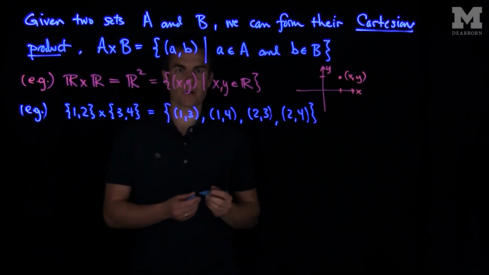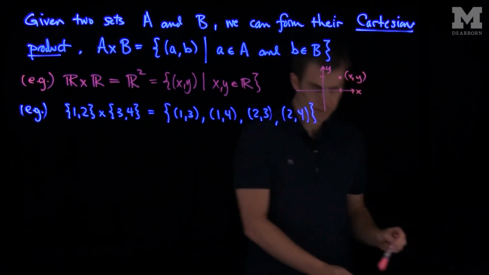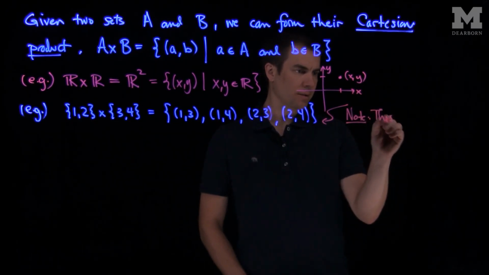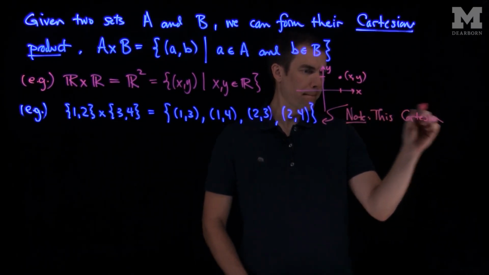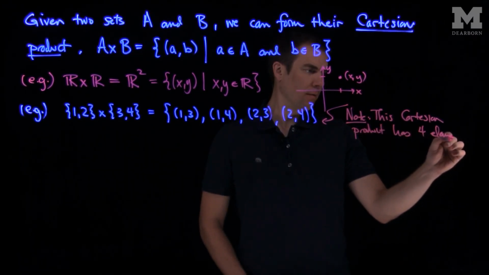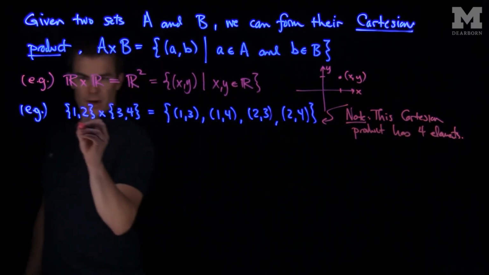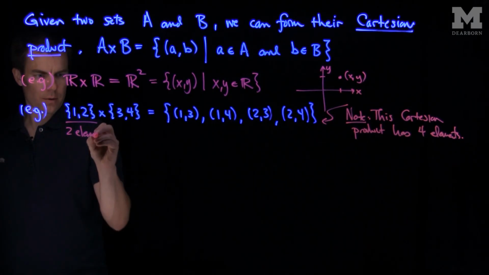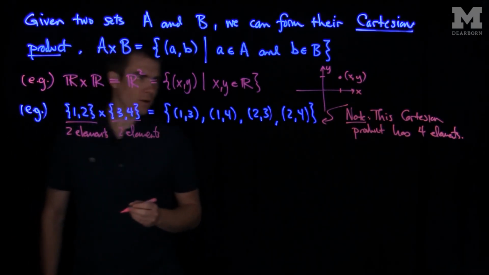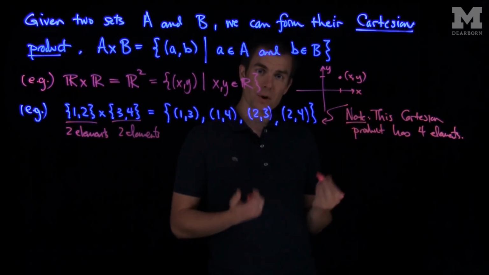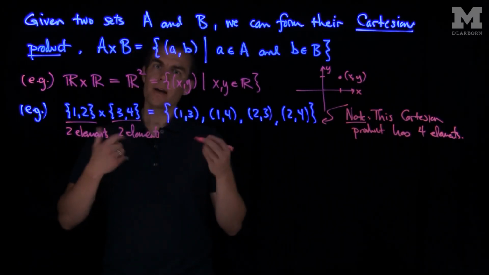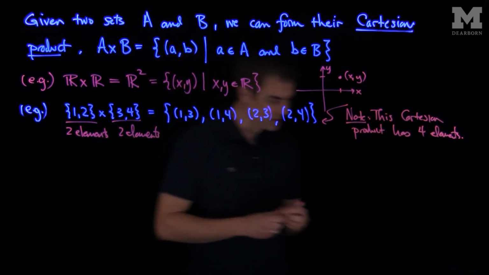And so we note from this that this Cartesian product has 4 elements. So I have 2 elements over here, the cardinality is 2. I have 2 elements over here, so the cardinality is 2. And it looks like the cardinality of the product is 4. So it leads us to conjecture that if I have a Cartesian product of two sets, the cardinality of the Cartesian product, for finite sets anyway, is just the actual product of their cardinalities. And in fact, that's true.